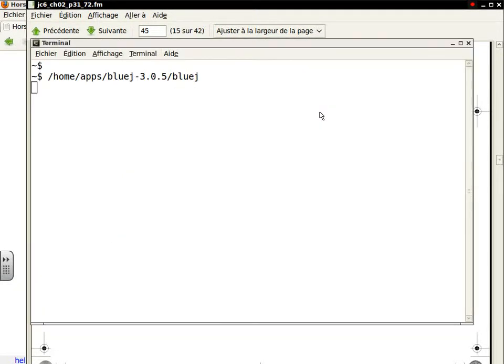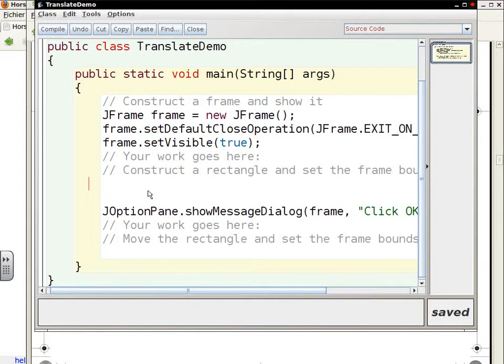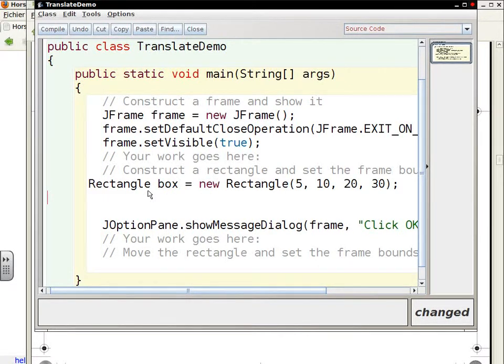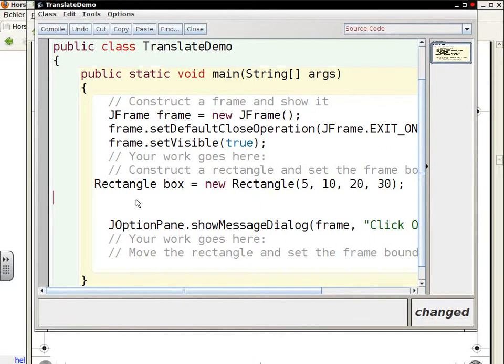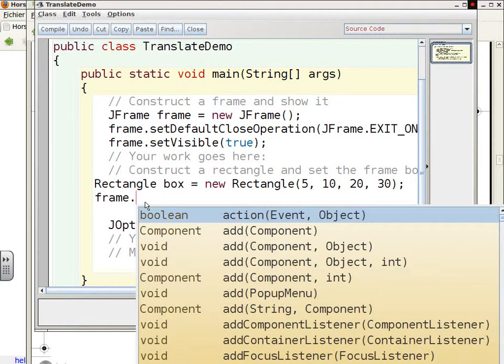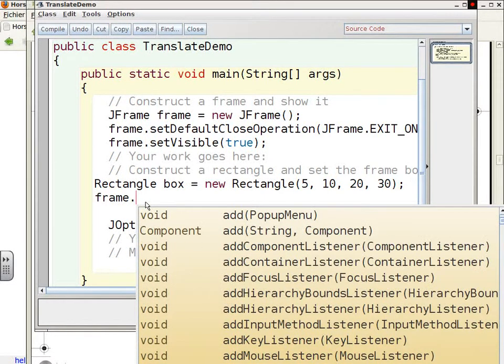All right, so I'm going to construct a rectangle. And now it says, and set the frame bounds. Okay, I'm going to just show you how to do this so that I get my point across. So I have this frame and I want to call a method on it. And it's very nice in BlueJ. When you hit Control Space, and apparently wait a long time, then it shows you all of the methods that a frame understands.